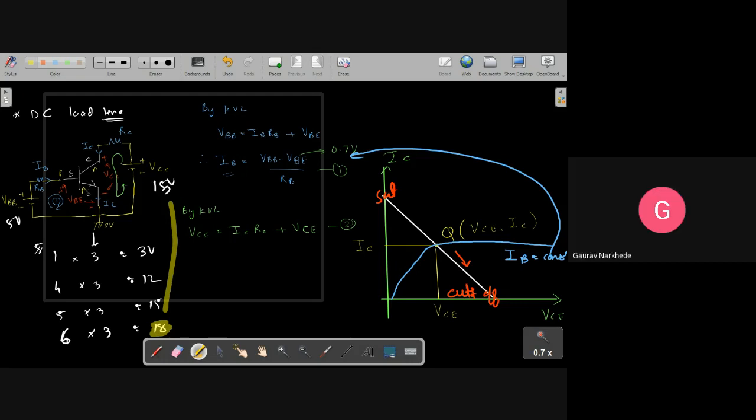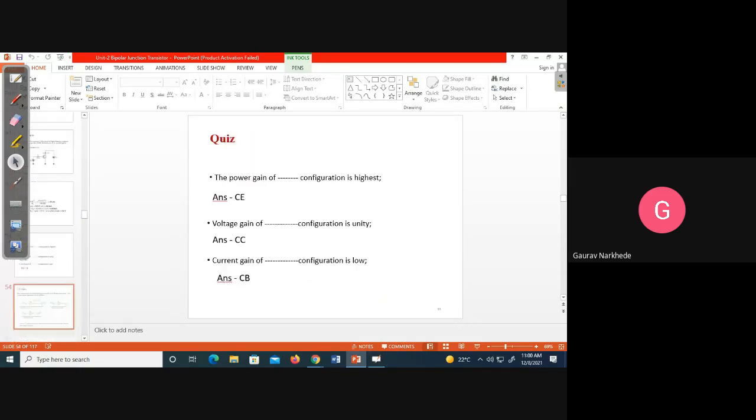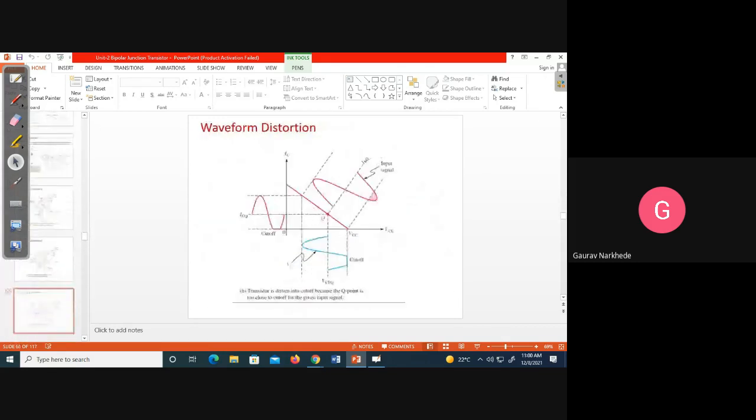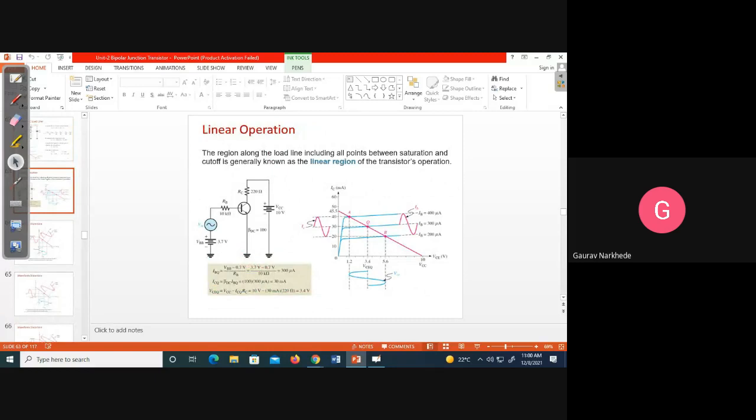Now I'm just trying to tell you two words, one of which is faithful amplification. Now see here, we will go to this slide, and here we can see what your linear operation is. So linear operation matlab kya? What is the equation of a straight line? Y equal to mx plus c.